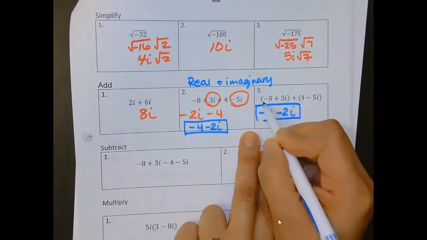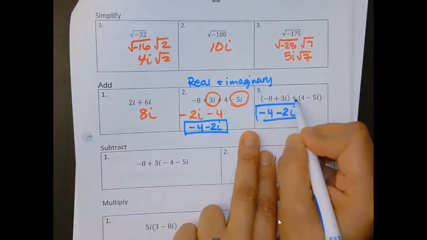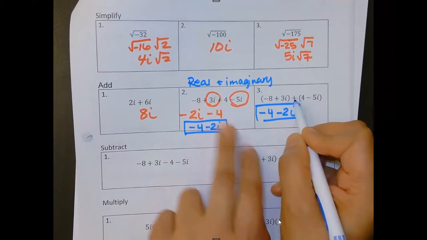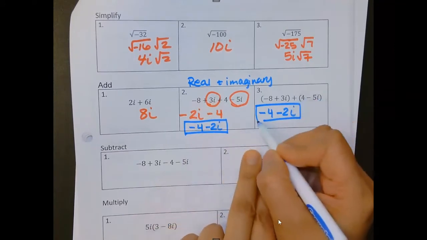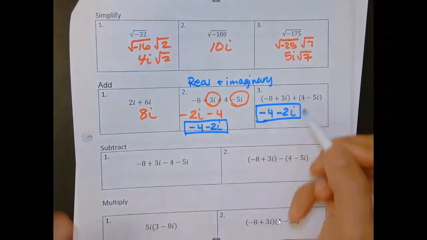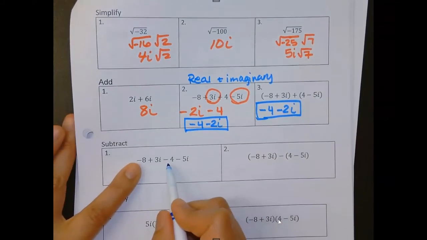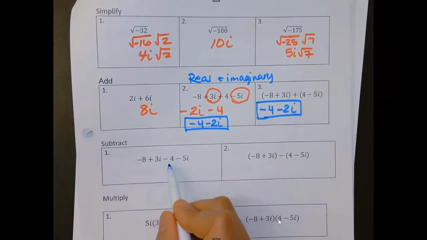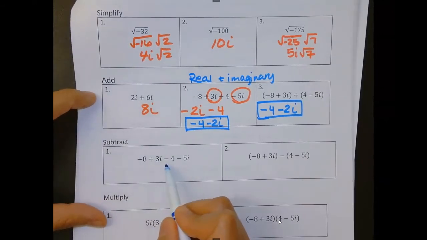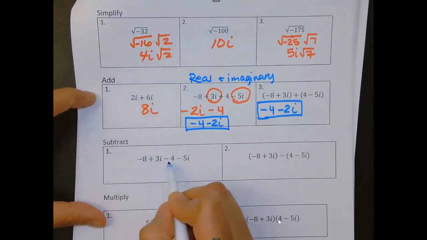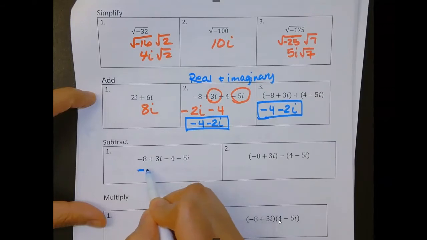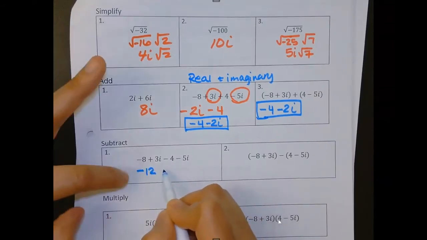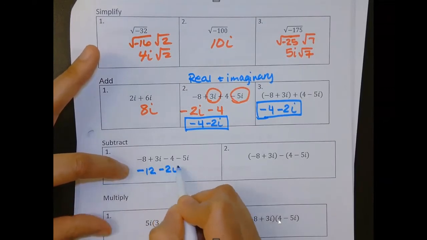Same problem, don't let the parentheses confuse you, okay? Because it's a plus sign, you could have just dropped it. If it was a minus, you distribute. If it didn't have a sign, then you would actually multiply. Oh yeah, so here, this one, you're not distributing the minus here because there is no parentheses. Combine your like terms. So negative 8 and negative 4, negative 12. Positive 3, negative 5, negative 2i.